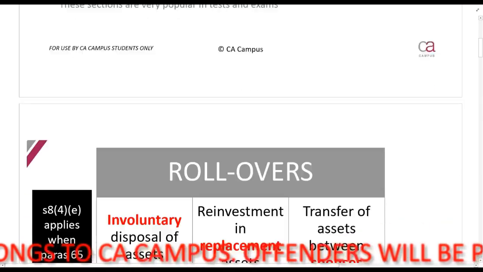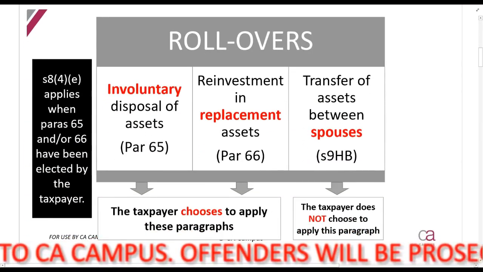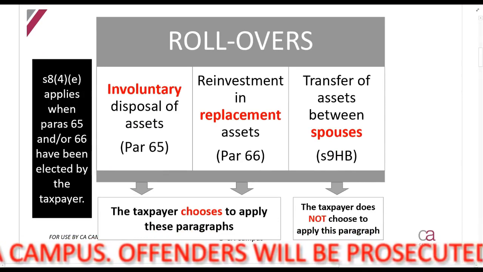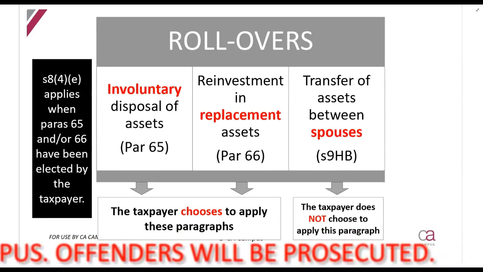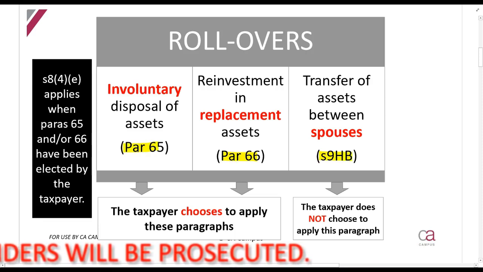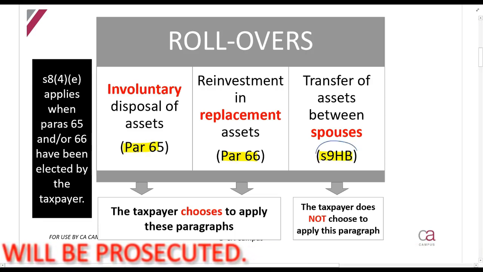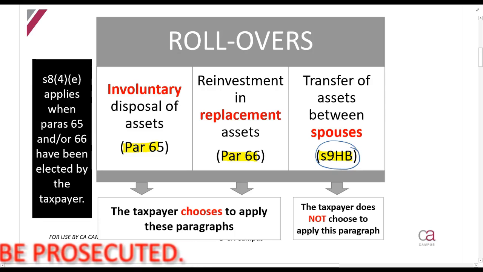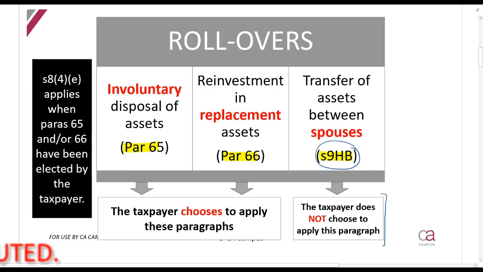Now, before I do that little explanation, I just want to go down one slide to this screen over here. There are three rollover sections that we need to be aware of: paragraph 65, paragraph 66, and section 9HB. Now, section 9HB is a section that you studied when you looked at capital gains tax, because it relates to capital gains tax. This is a section that the taxpayer does not choose to happen. It happens automatically. But important, paragraph 65 and paragraph 66, and that's what we're going to be looking at now. For these paragraphs to apply, the taxpayer must choose for them to apply. So it's an elective, basically.